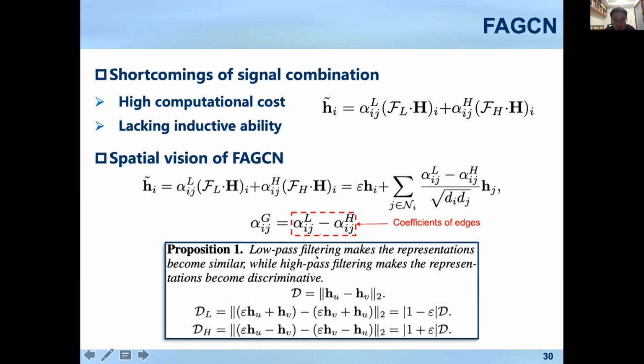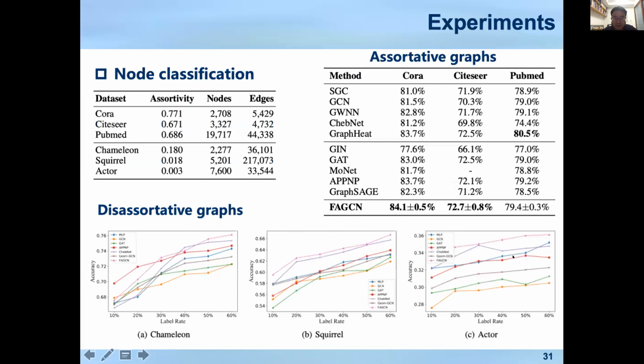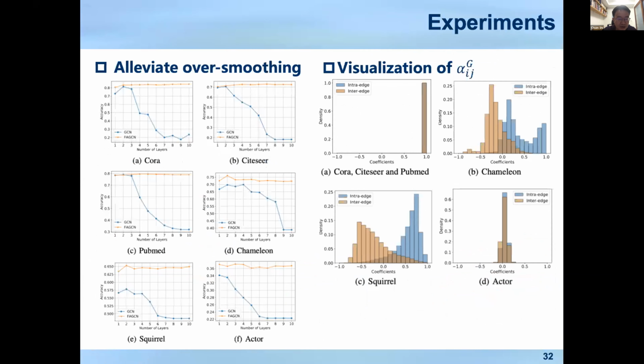The FunGCN has good properties. The low pass filtering makes the representations become similar, while the high pass filtering makes the representations become more discriminative. The experiment showed that the FunGCN achieved the best performance on assortative graphs as well as disassortative graphs. And the FunGCN can also alleviate the over-smoothing problem.